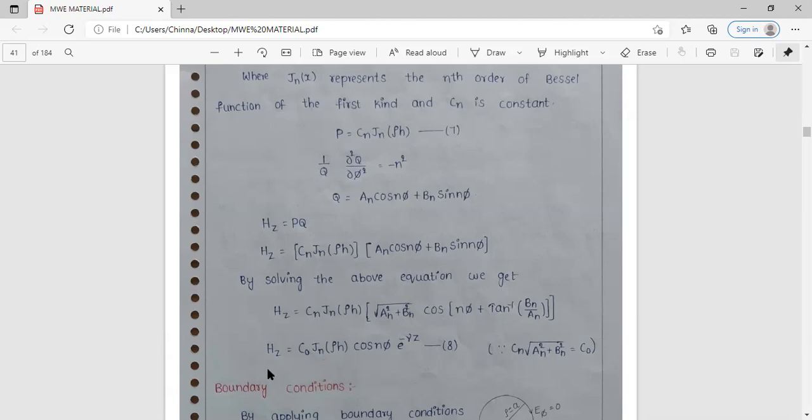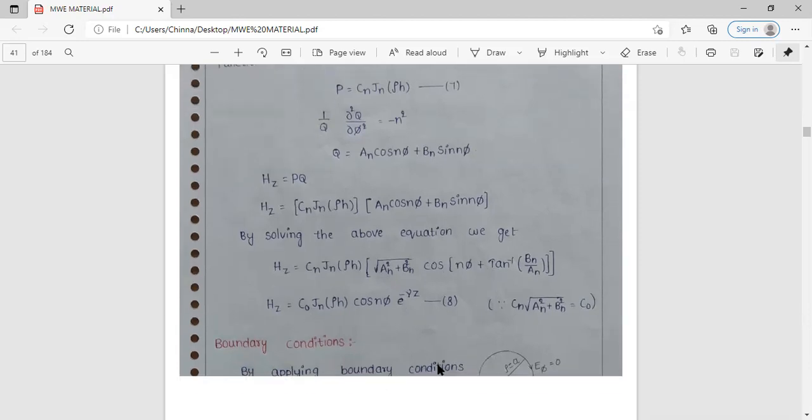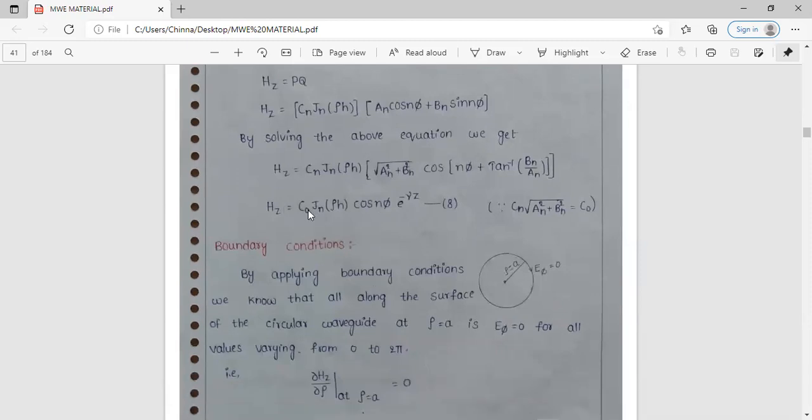Further simplification, we can write that Hz is equal to C0 into Jn(ρh) cos nφ into e^(−γz). So e^(−γz). This is equation number 8, where Cn times square root of (An² + Bn²) is equal to C0. So this term, Cn times the square root term, we have taken as C0. The remaining term representation we have taken like this. Okay, so this is the final expression for Hz is equal to C0 into Jn(ρh) into cos nφ into e^(−γz).